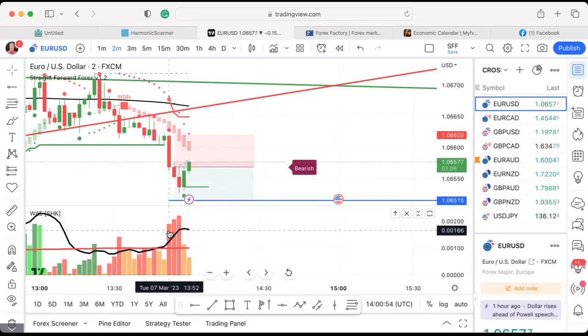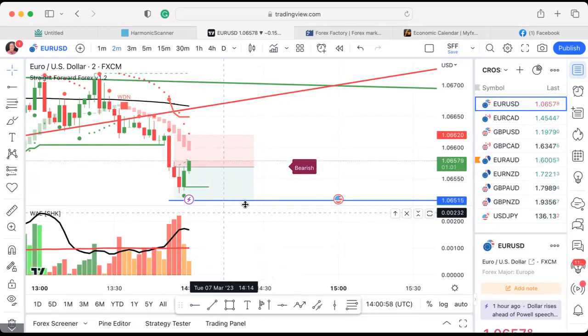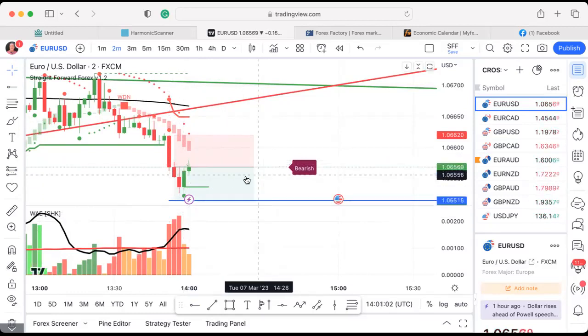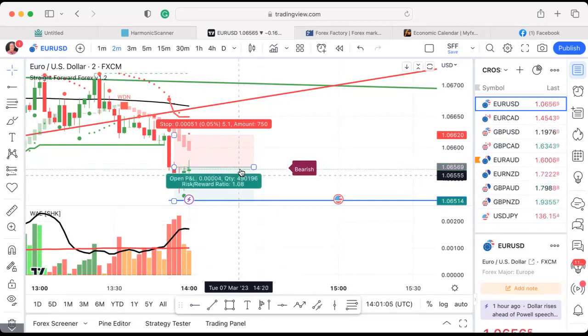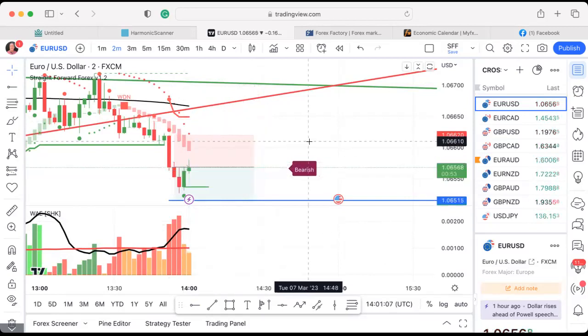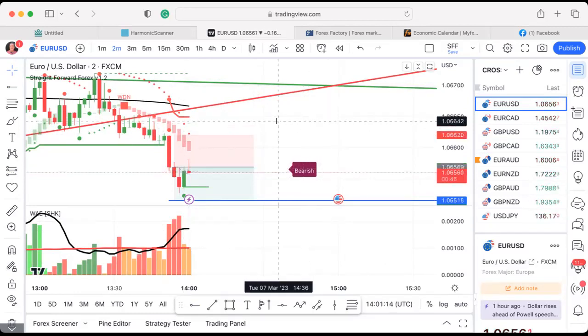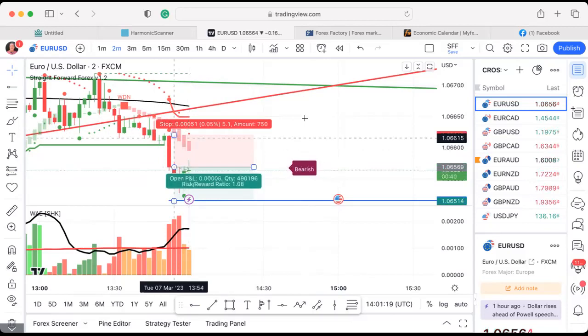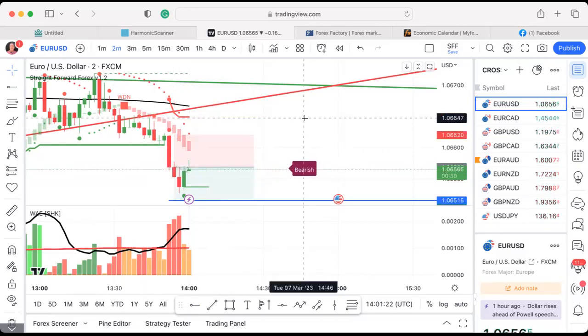At the time we got in, they were above. So we had a little bit of drawdown there. I'm still confident in this one. We've got the wave candles going down there. That one is a bit smaller than the previous one, but it's still quite a decent size wave.